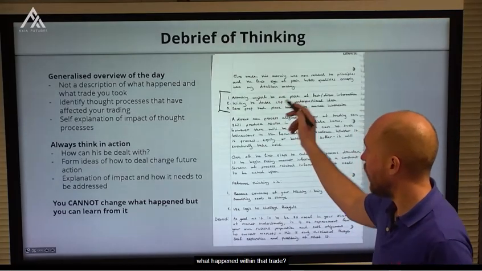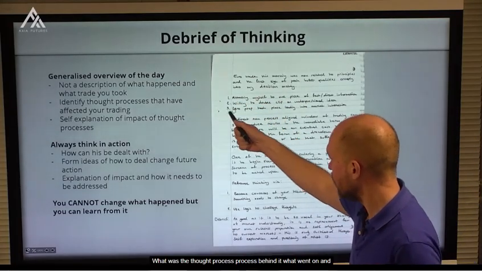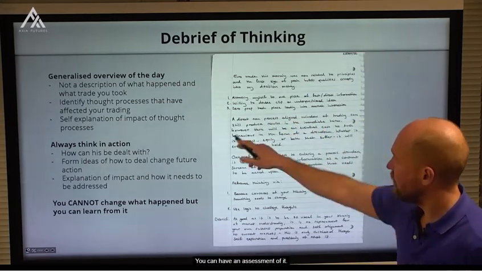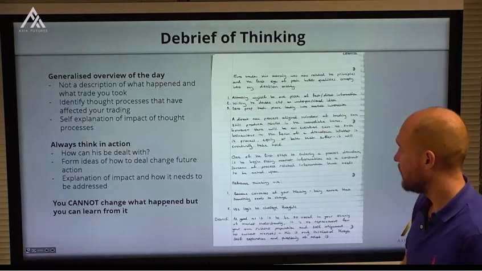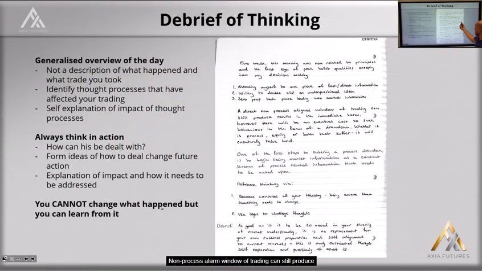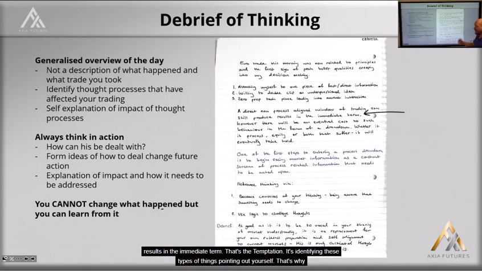So this trade here, what happened within that trade? What was the thought process behind it? What went on? And so then you can have an assessment of it, a description of why. Non-process aligned window of trading can still produce results in the immediate term. That's the temptation. It's identifying these types of things.